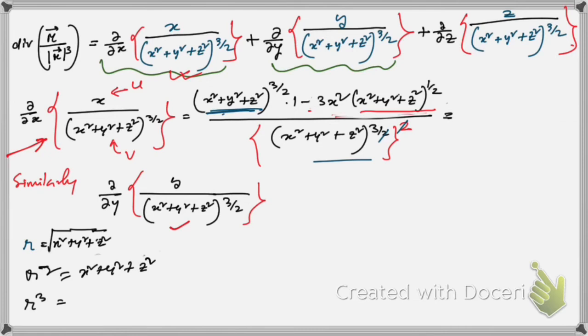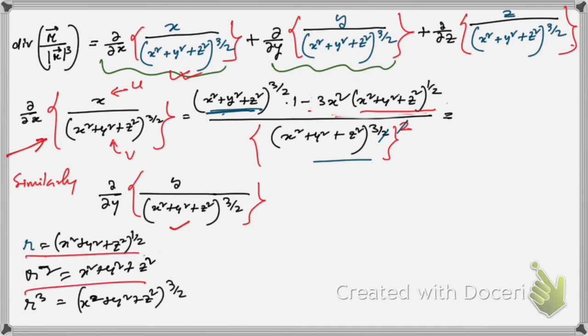Now you see this r, the root over x square plus y square plus z square, can be written as x square plus y square plus z square whole to the power half. If you take its cube, then r cube will be x square plus y square plus z square whole to the power 3 by 2, right? So now use this here.